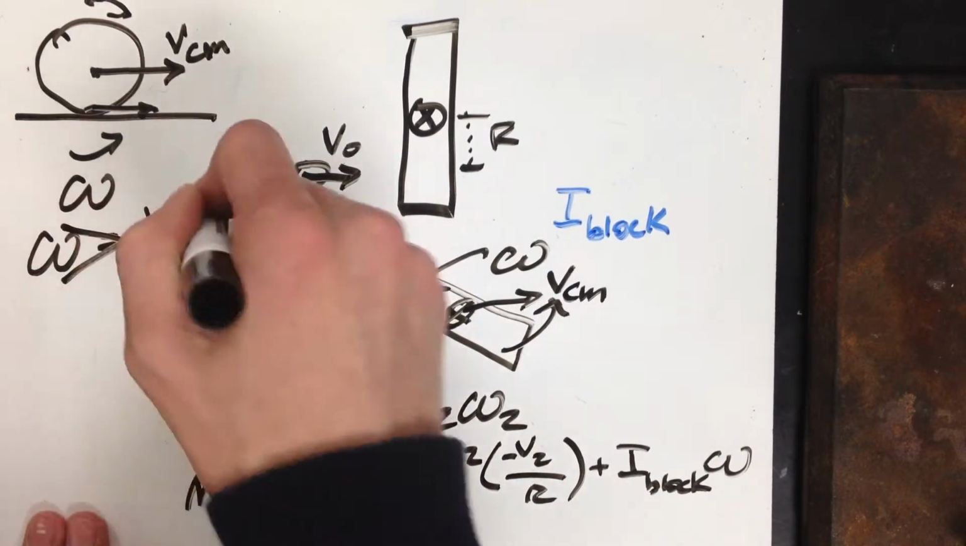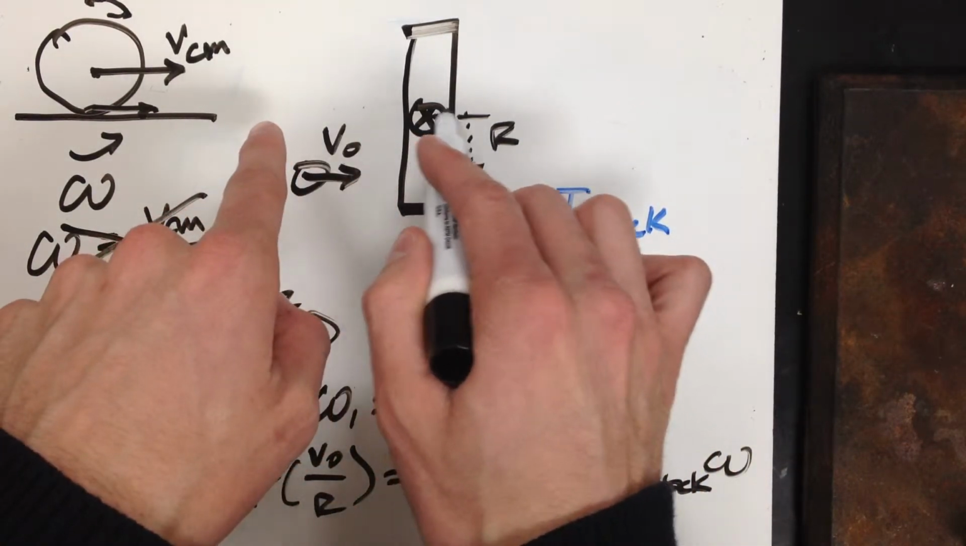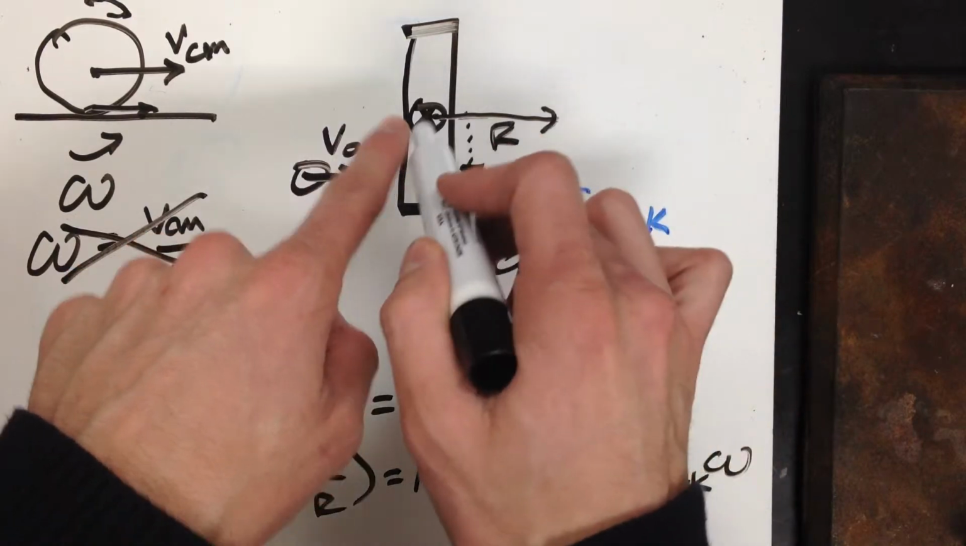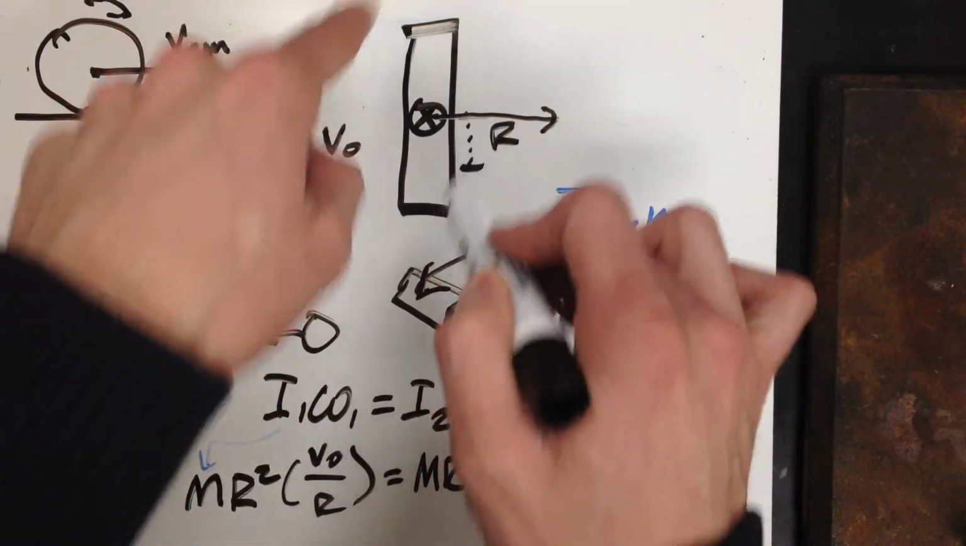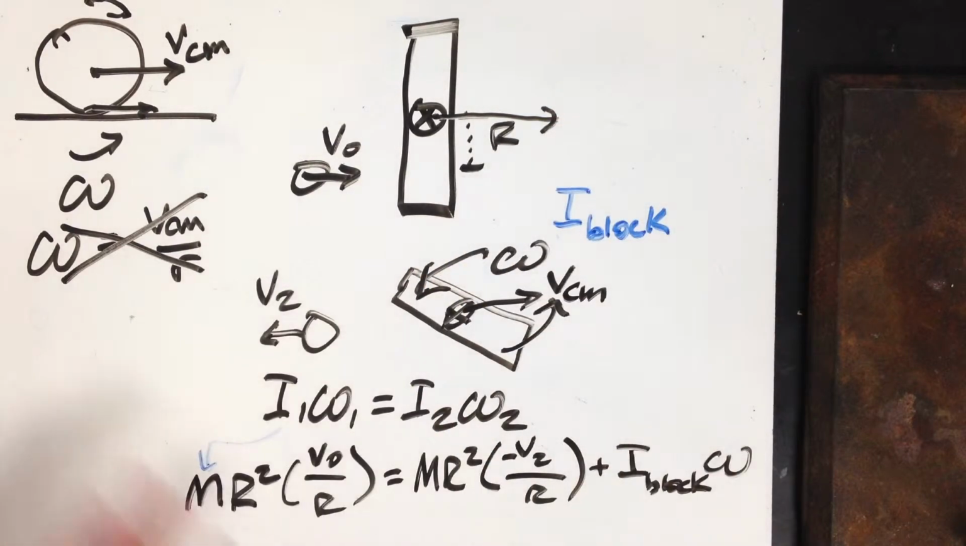So we can't use this for this problem because this block's center of mass is only translating forward. It isn't rotating. Now, particles of the wood are rotating, yes, but not the center of mass. So we can't use omega as v center of mass over r.